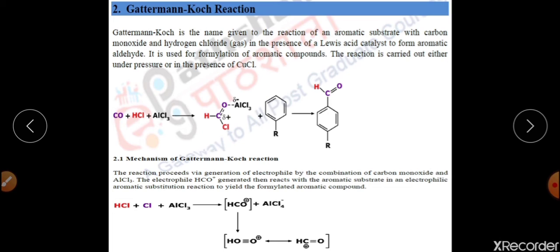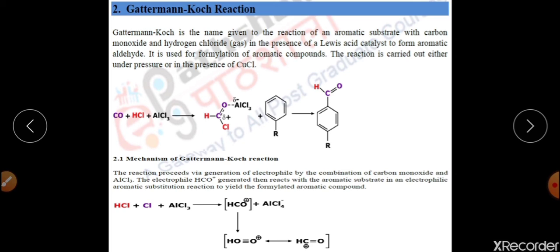So basically the Gattermann-Koch reaction is a formylation reaction in which we do the formylation by using carbon monoxide, HCl gas in presence of the Lewis acid, aluminium chloride AlCl3, under high pressure or in presence of CuCl. So again I am repeating that we do the formylation by using carbon monoxide, HCl gas, AlCl3 under pressure or in presence of CuCl.